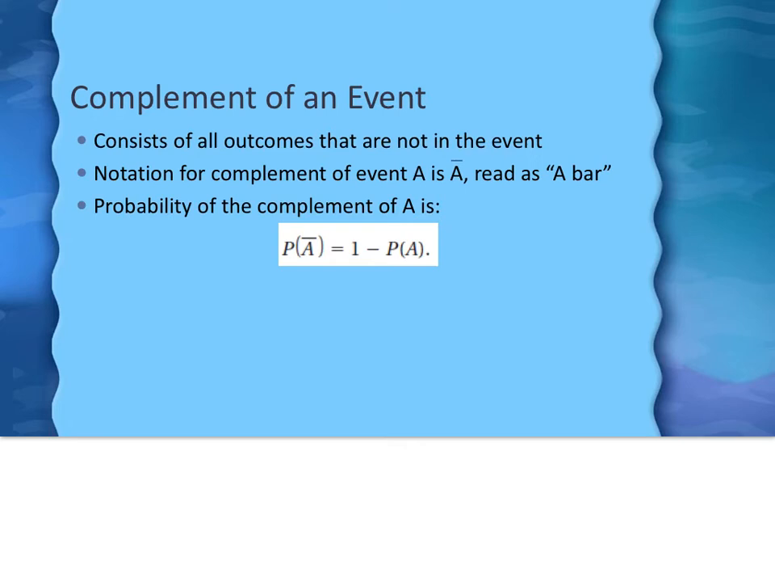The notation for a complement: if it's event A, then you get A with a little segment over it, and that's read as A bar, okay? So if I say B bar, I mean the complement of B. That's what that means, okay?